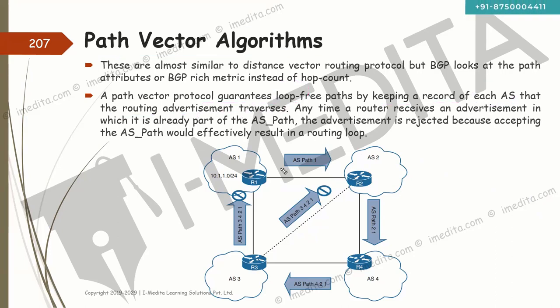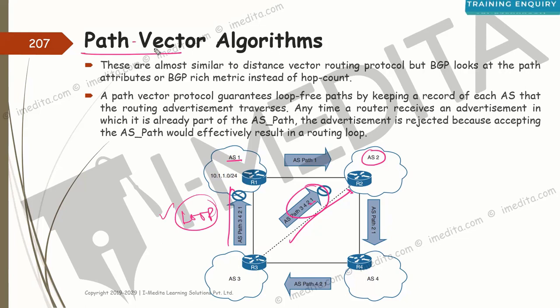So the update message has gone through this autonomous system, so this AS information is going to be there in the AS path list. Anytime the router receives an advertisement that already contains its own AS in the AS path list, the advertisement is rejected, because accepting it would result in a routing loop. So if I receive an update message and the AS path list contains my own autonomous system, I am not going to accept it, because it will cause a routing loop.